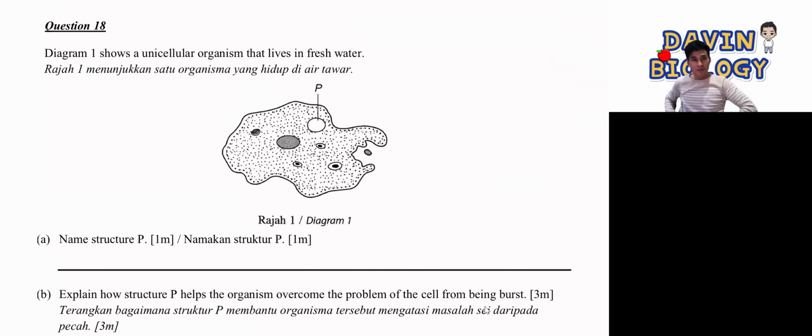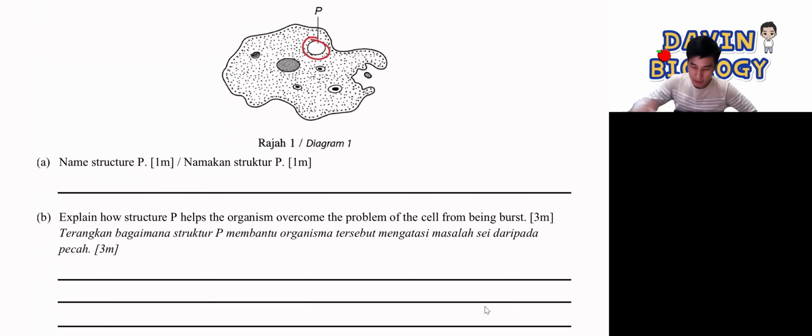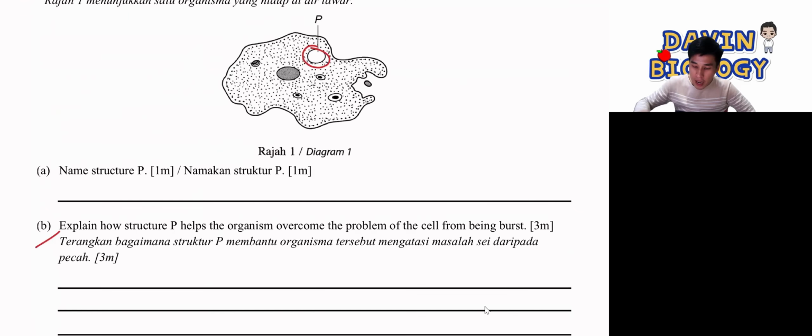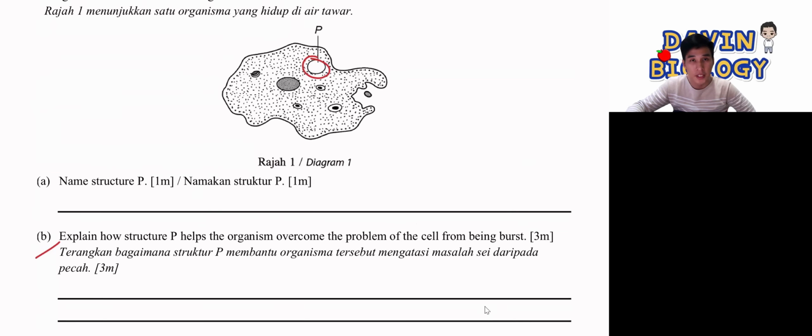Now, structure P, the white colored thing, contractile vacuole, you know what this is, you can write it yourself. We explain the function over here: how structure P helps the organism. Teachers won't ask for the explanation of conjugation. They won't ask, too difficult already. But later there is one question where we need to write conjugation. Now, how structure P helps the organism overcome the problem of the cell from bursting.